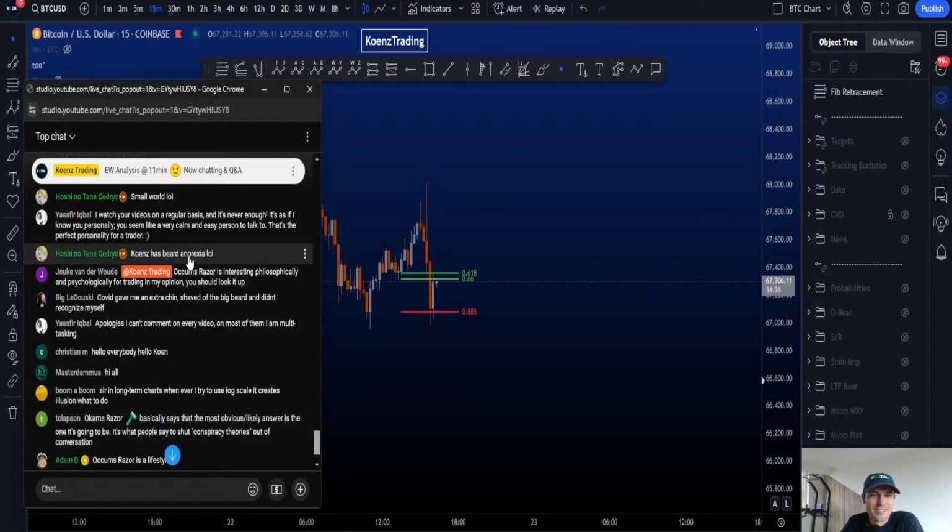Koen has beard anorexia. Yeah, today I have. I shaved it off last night.